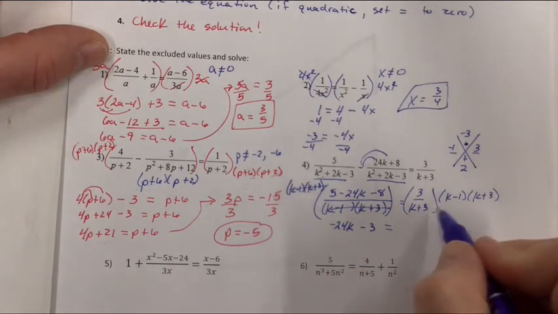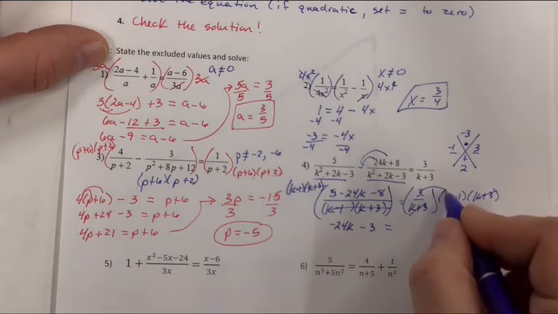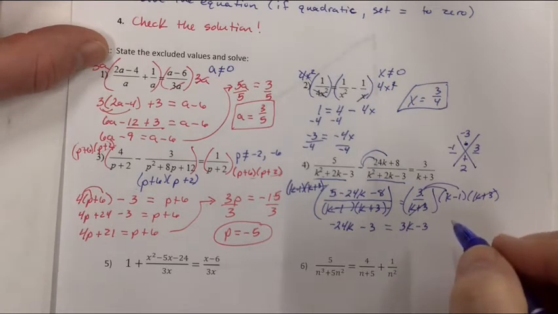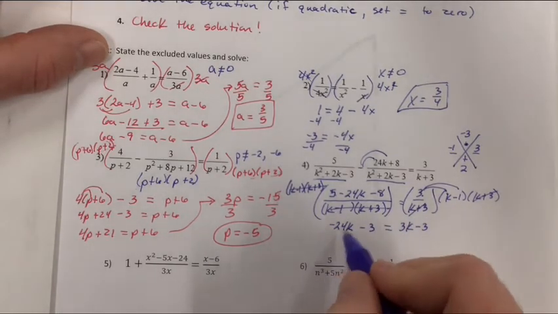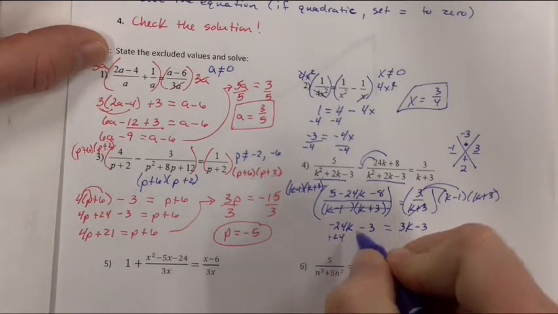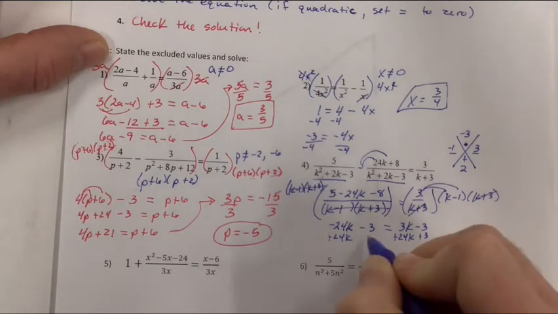And on this side, the only thing that cancels are the k plus 3, so it's 3 times k minus 1. I'll distribute it to both of them. 3k minus 3. Now, since I've got a negative 24, I'm going to do this a little differently. I'm going to add 24 to both sides. And I'm going to then add 3 to both sides. And I'm showing my work this time.